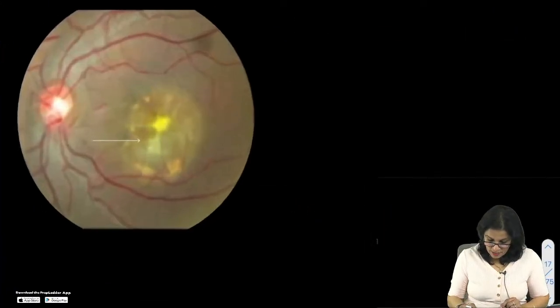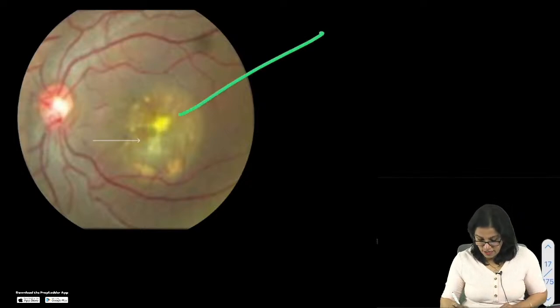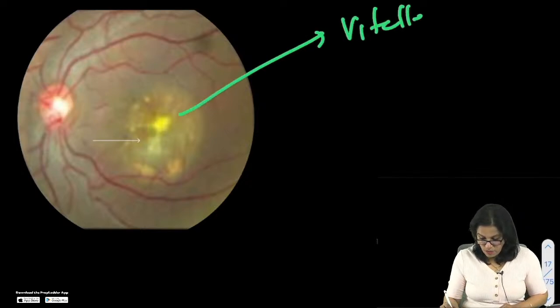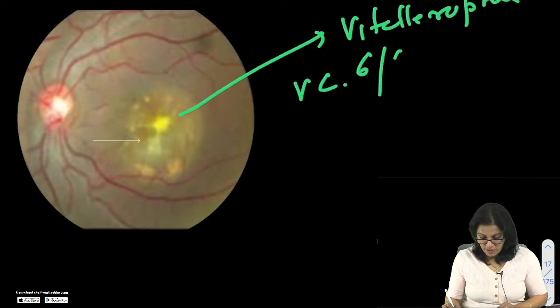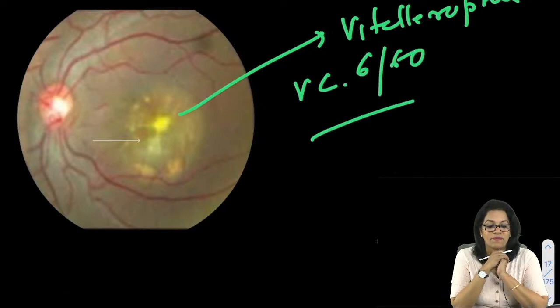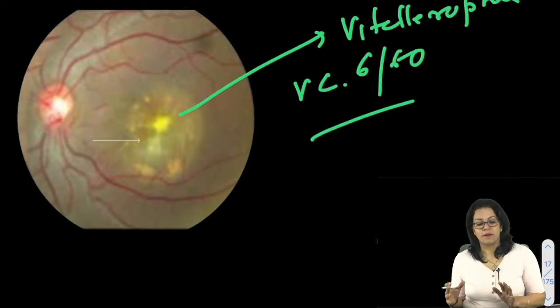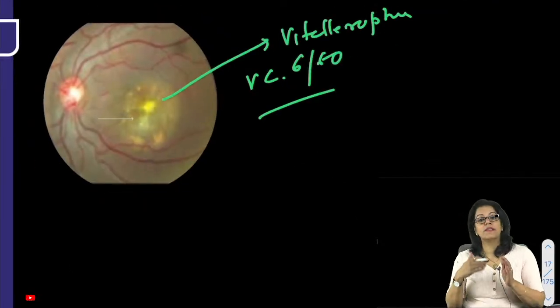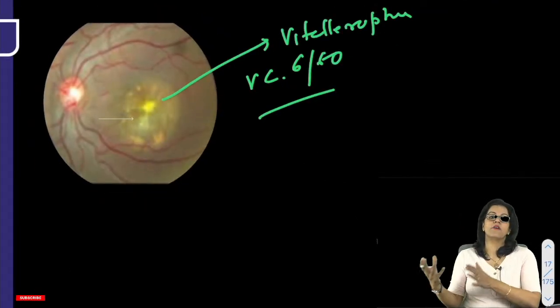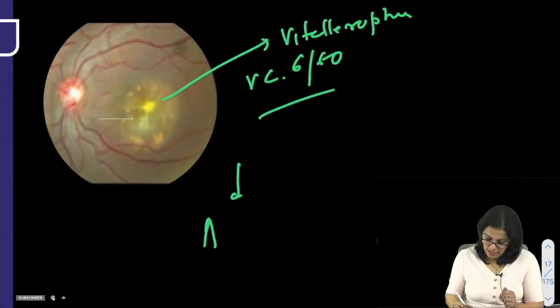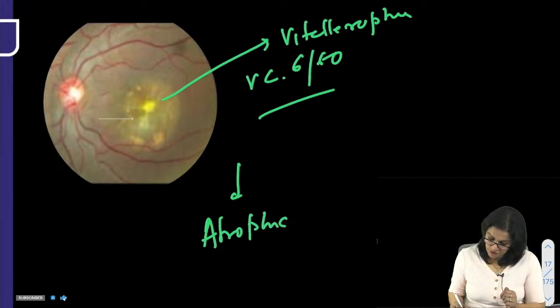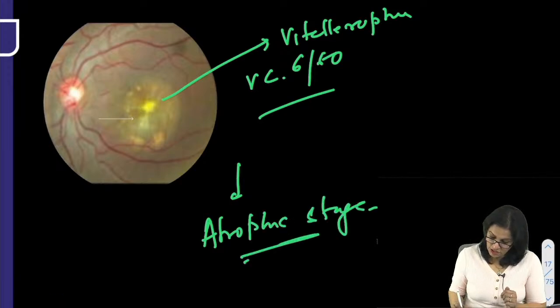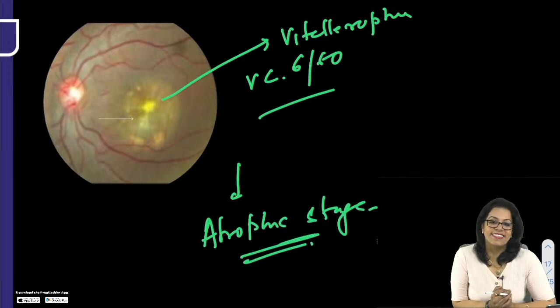Till then, this becomes the vitelliform stage. Coming to the vitelliform stage, now what will happen? The vision is going to go down and become less than 6/60. Understood? So this is the vitelliform stage. These are the stages, and what will be the last stage in Best disease? Atrophic stage. What comes after this? We will say after this is the atrophic stage. These are the different stages of your Best disease.